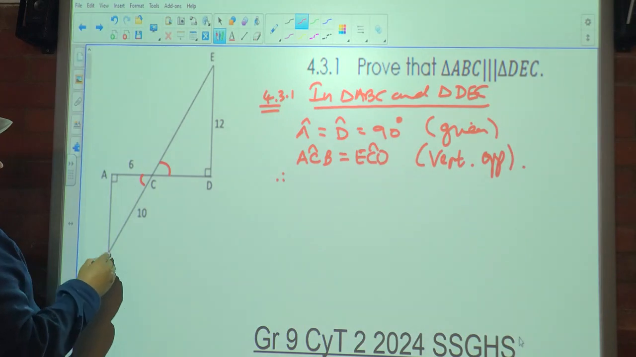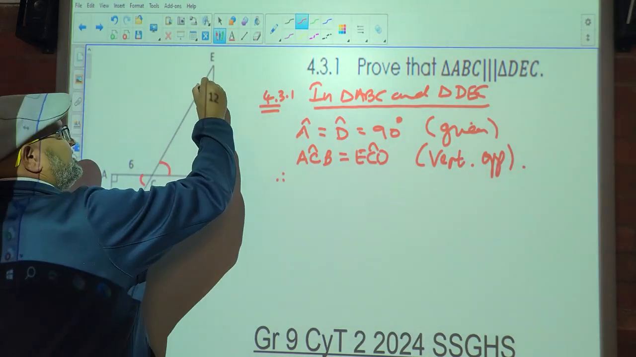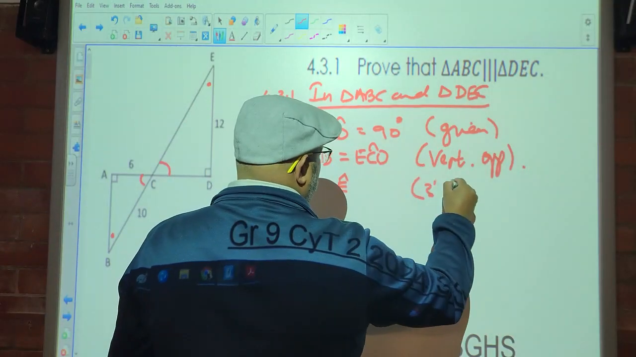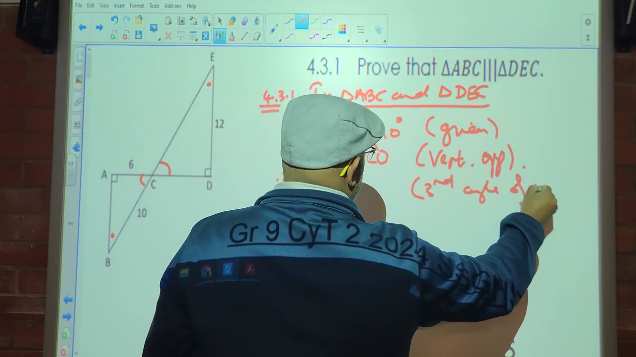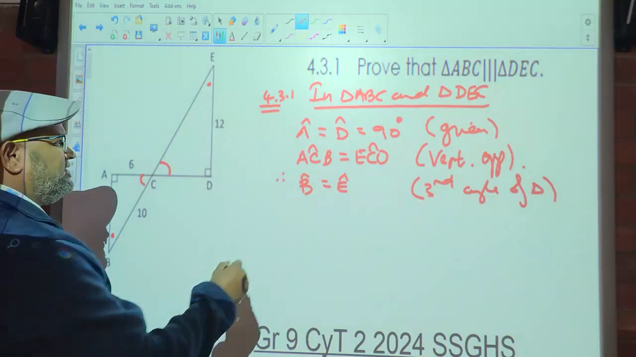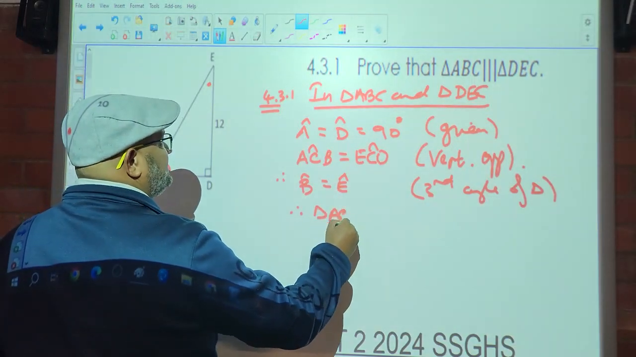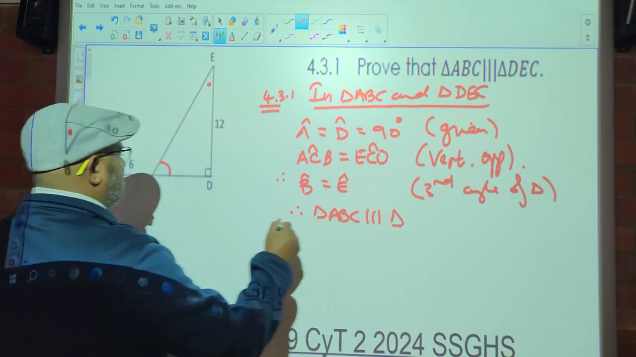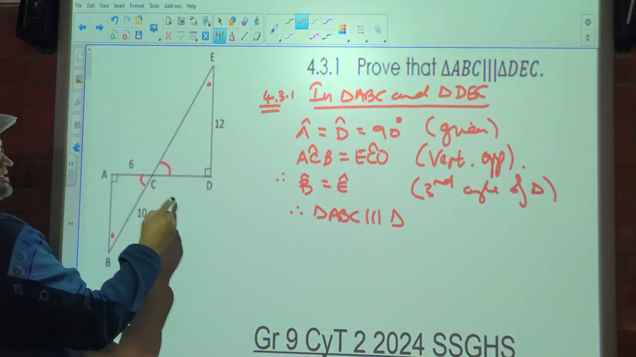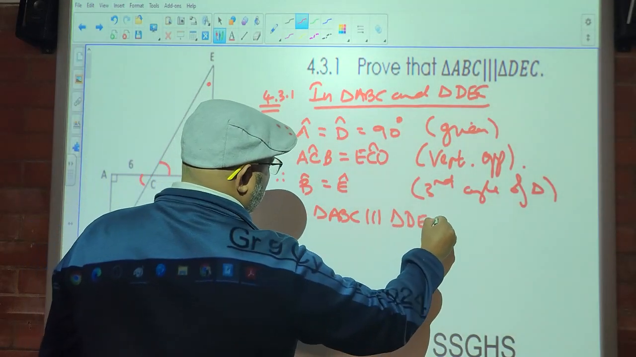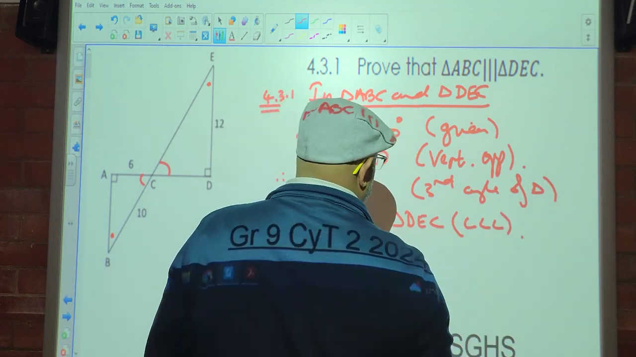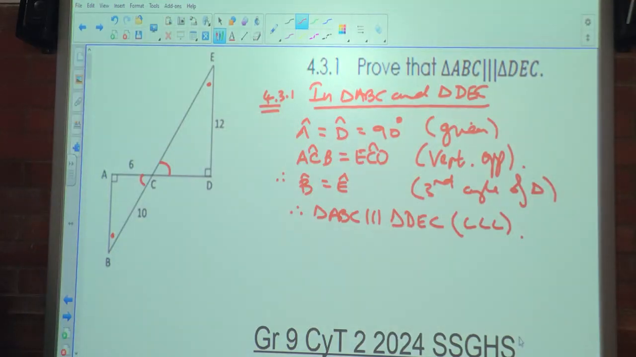So therefore we can conclude that angle B is equal to angle E. Why? The third angle of a triangle. So we have proven that three angles are equal. So therefore triangle ABC is similar to triangle DEC, which is the right order. And on which account am I proving similarity? Angle, angle, angle. Okay.